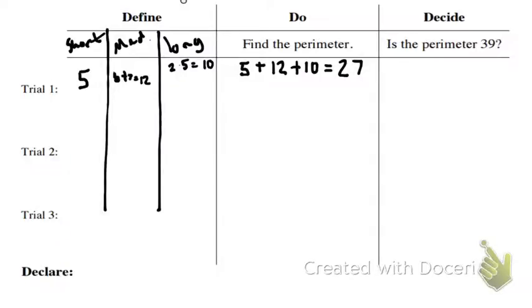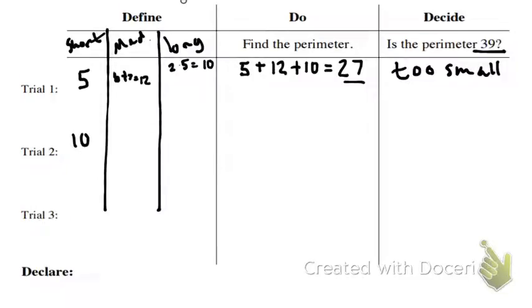Now I see that perimeter, it's 27, so now I need to figure out, was that right? We knew the perimeter had to be 39, so I'm a little bit off. I'm too small. I need to start guessing bigger. So, go ahead and guess a little bigger.